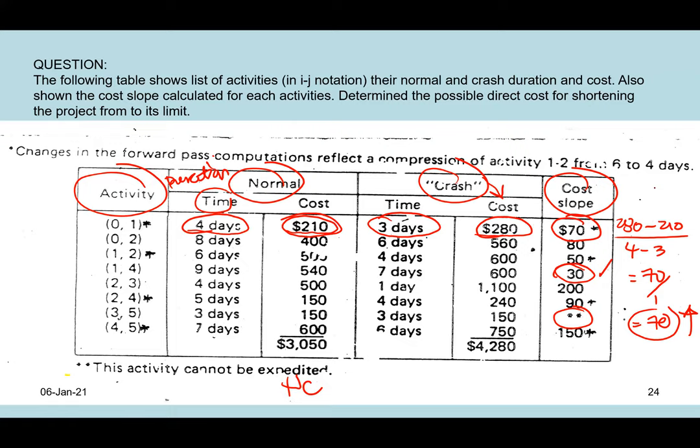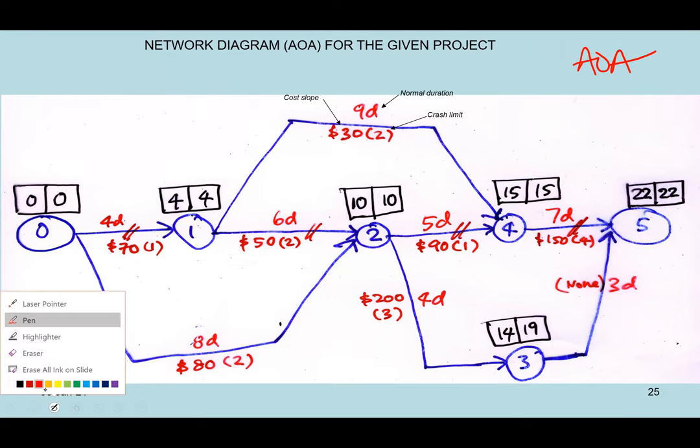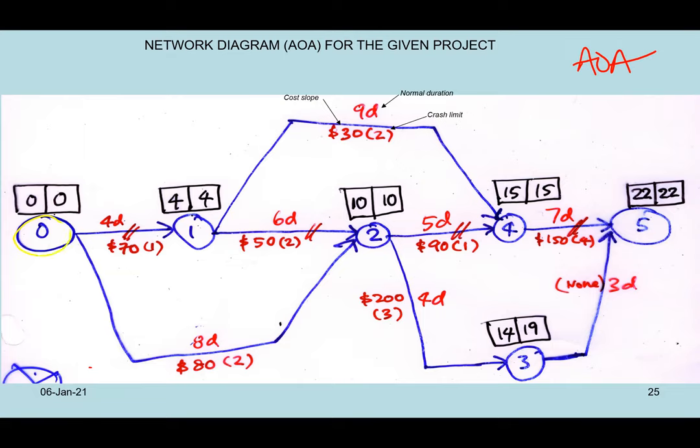All right. Then, first step, in order to do this, you need to solve the network diagram. We are using an AOA diagram. Why AOA? Because the question is given like that, and it is very much easier to construct an AOA diagram. And you notice here, this one is basically the critical path. Critical path is given. And you notice one more thing.